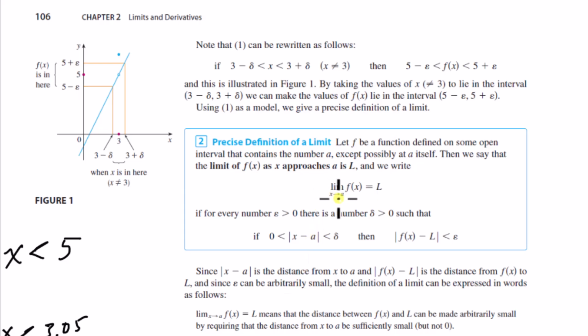So the limit as x approaches a of some function f of x is equal to L if for every number epsilon greater than 0, there is a number delta greater than 0, such that if the absolute value of x minus the limit point a is between 0 and delta, then with this restriction, the absolute value of f of x minus L, the limit value L, is less than epsilon. If what's stated here is true, this part is the definition of the limit.